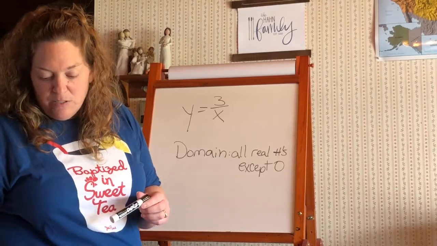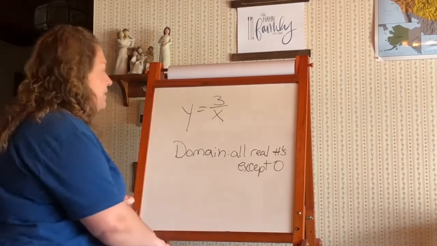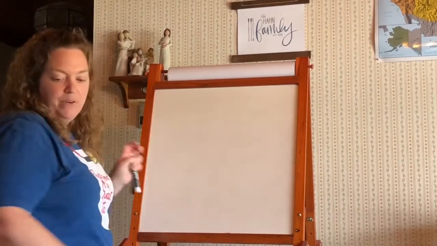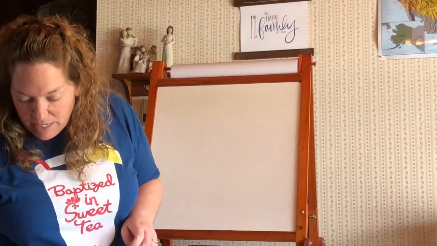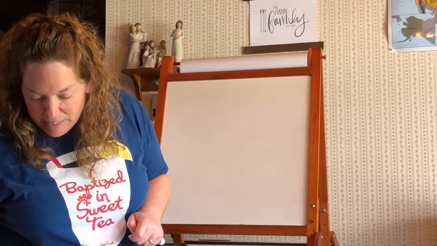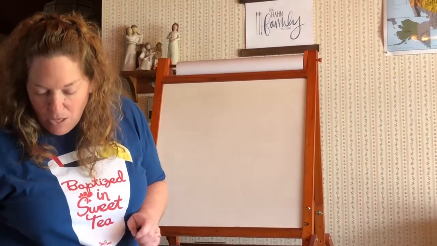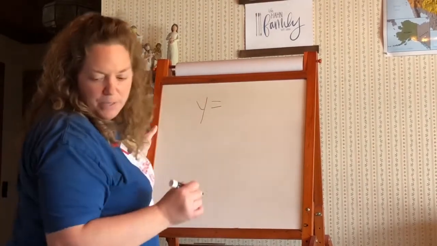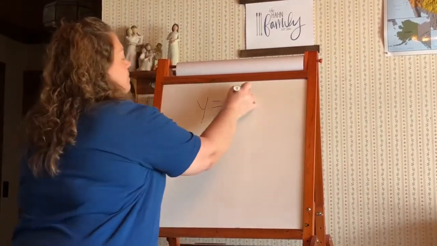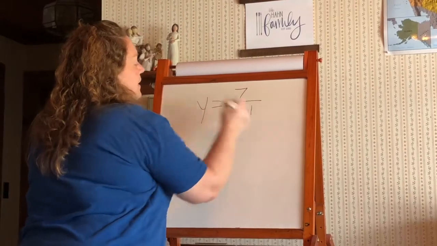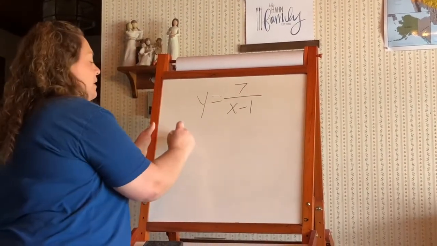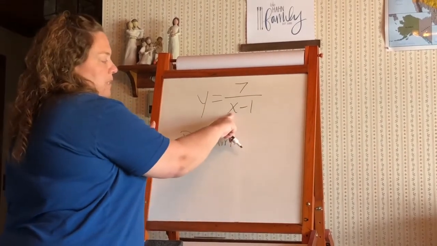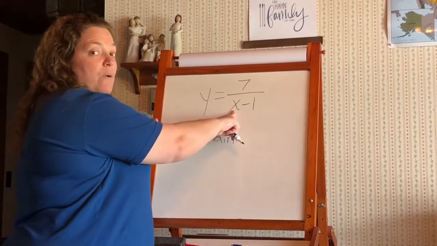Now, let's look at range. Let's look at doing range with a different equation. Let's look at y equals, I think we're going to do domain again on this one, 7 over x minus 1. Let's look at the domain again. Domain is what we can put in for x. Now we can put in 0 here.